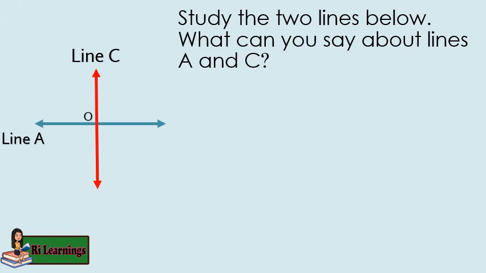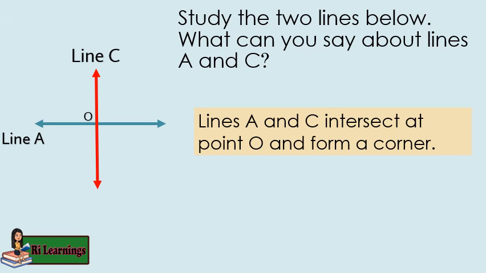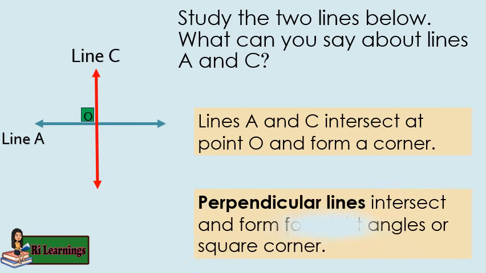Study the two lines. What can you say about lines A and C? Lines A and C intersect at point O and form a corner. Those lines are called perpendicular lines. Perpendicular lines intersect and form four right angles.